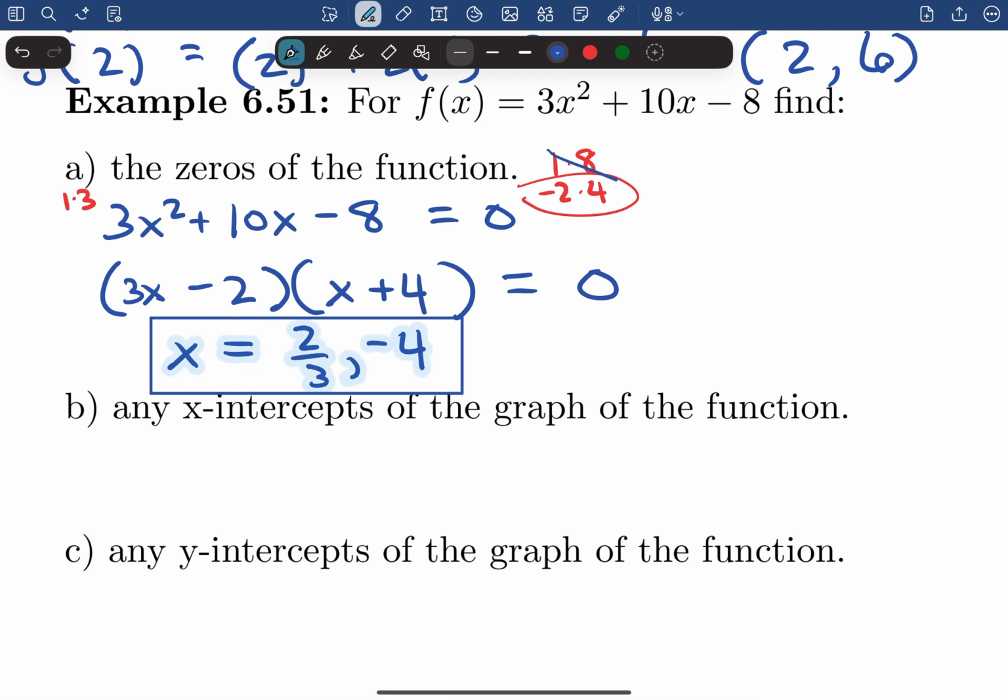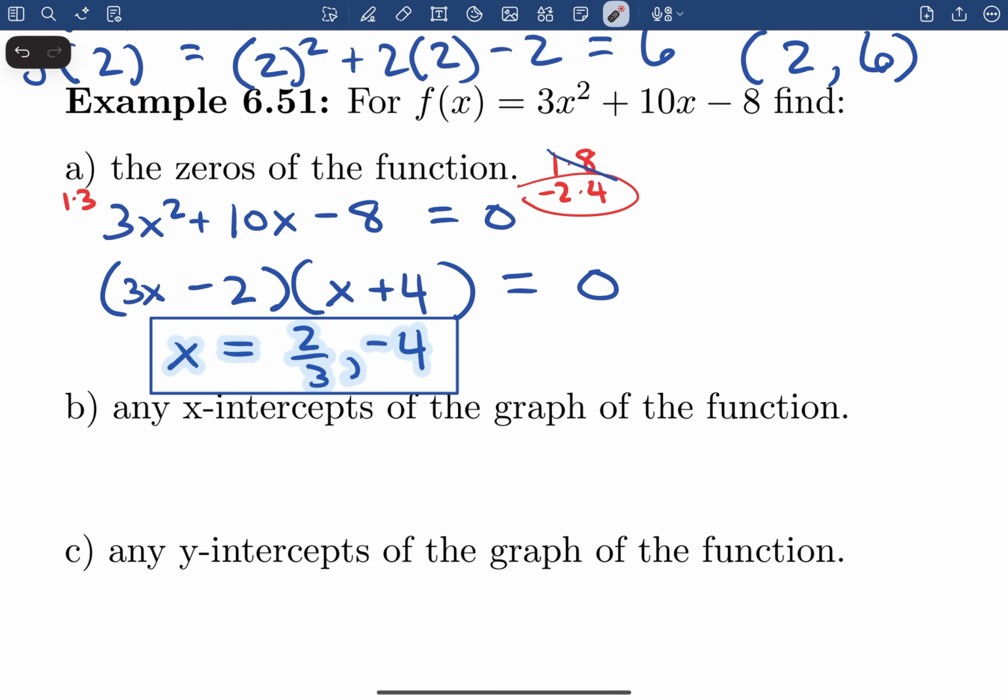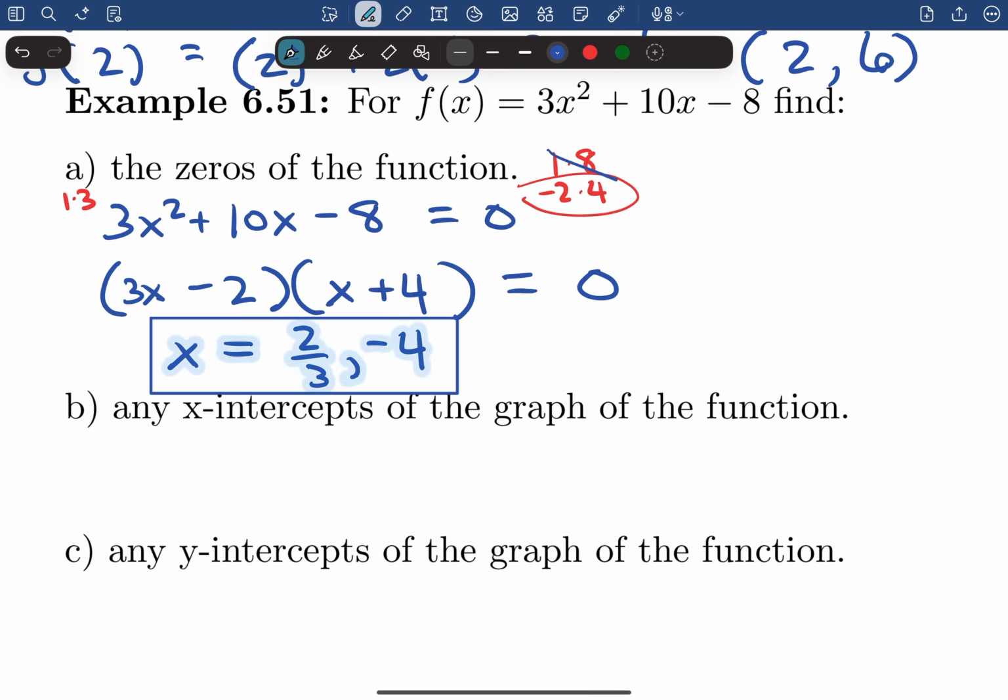Okay, so I have found the zeros of the function. These are the x values that cause the y value to be 0. Now, we said that zeros of the function are also called x-intercepts. So are there any x-intercepts of the graph of the function? Well, yes, these are two x-intercepts.